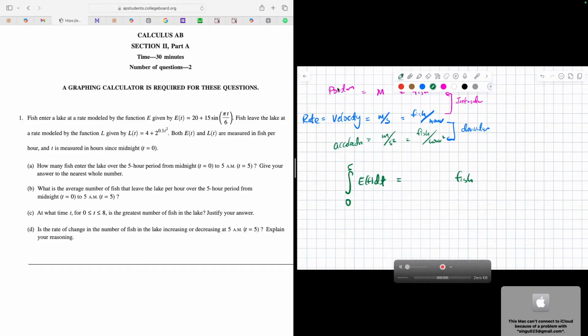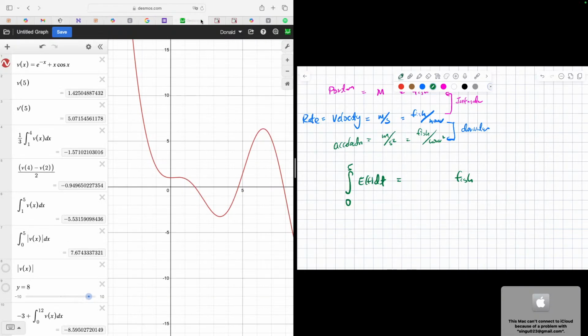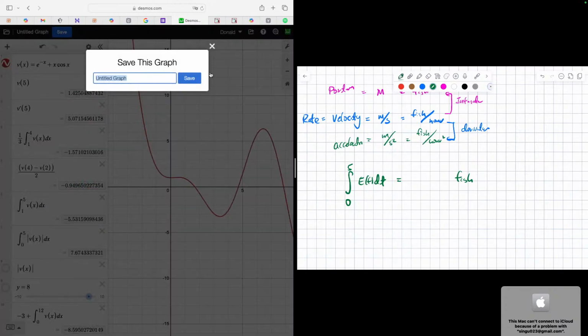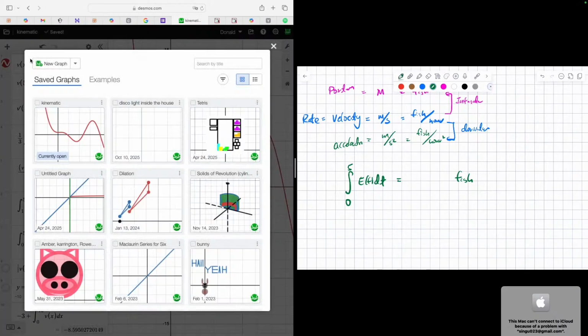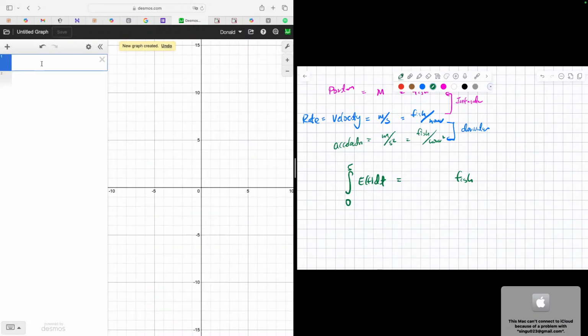Okay, but here's the thing. When we type it in on decimals, we're gonna say, oh yeah, I'm gonna save this one. So that's gonna be a kinematic. Save. But I'm gonna put a new graph. So what was the graph on this one? What is E of t here?